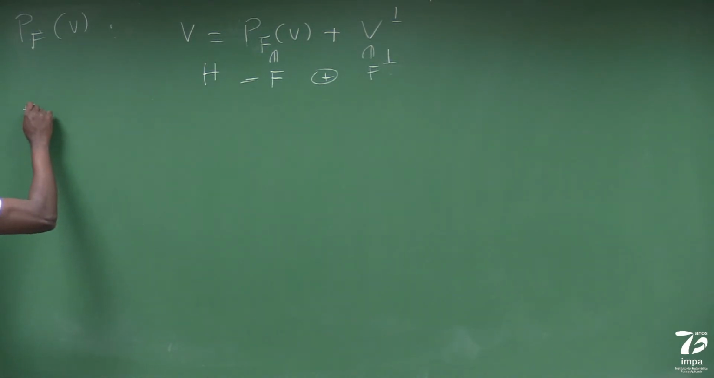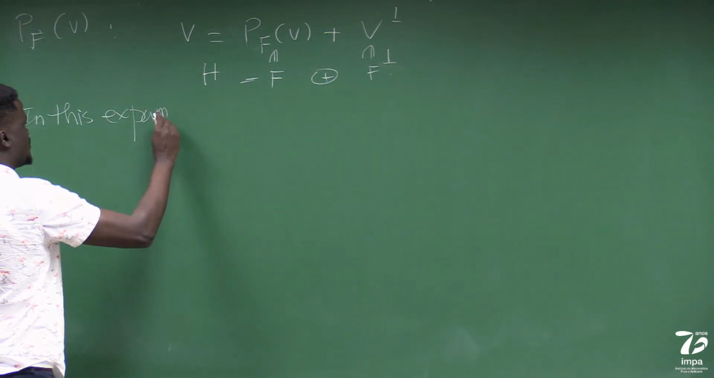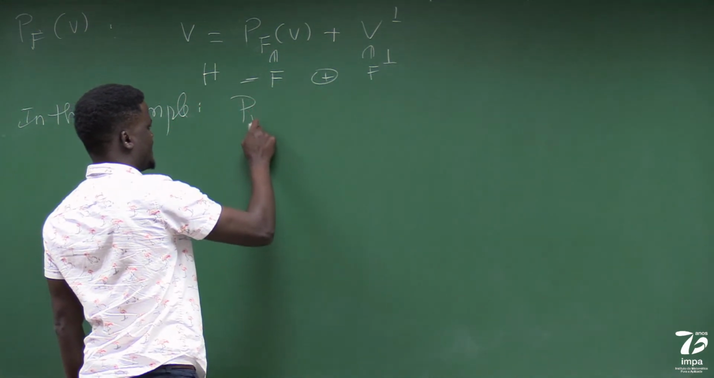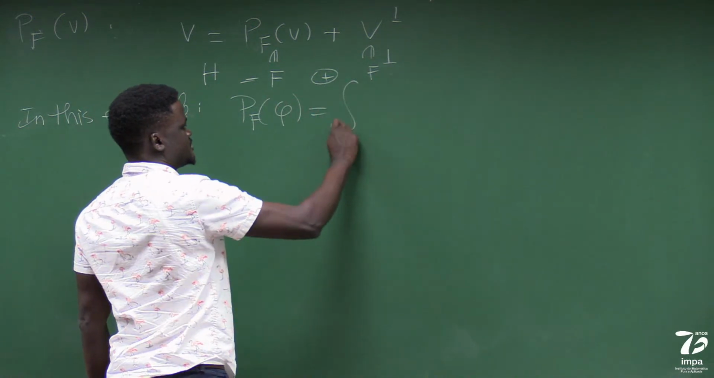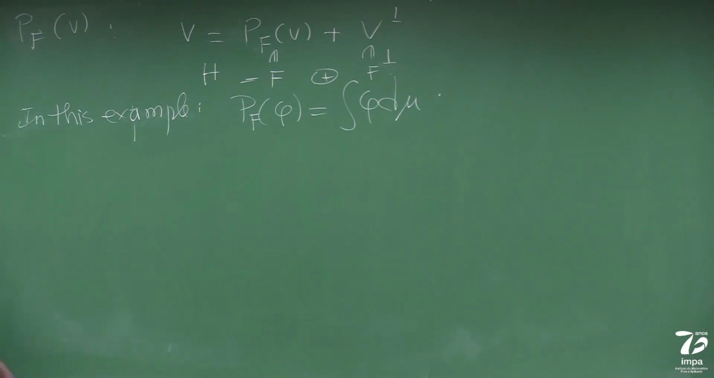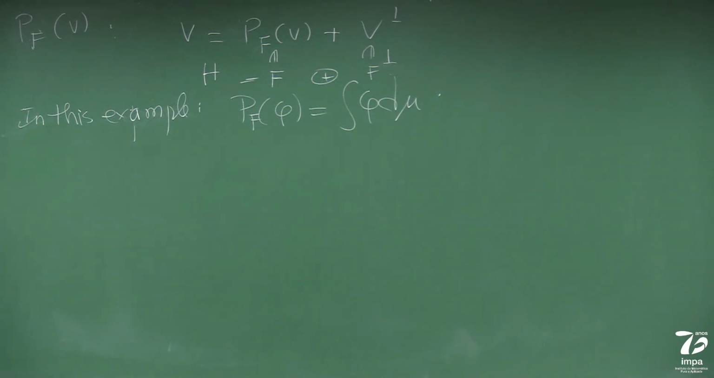In this example, we have seen that P_F of phi is just the integral of phi d mu. You have a function that is integrable. If you want to see what is the projection of this function to the space of constant functions, it is just the mean, or the average, or the space average of this function.